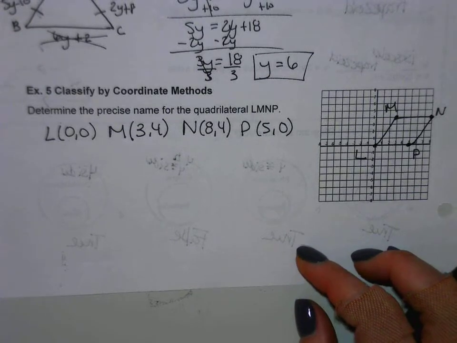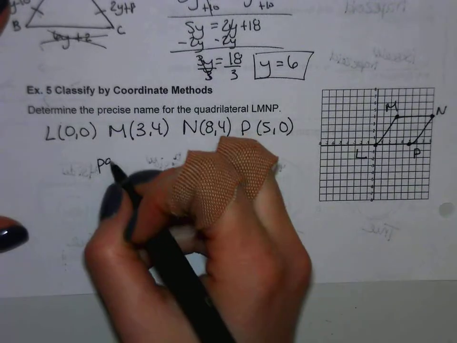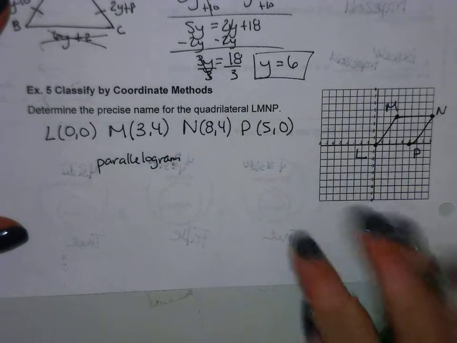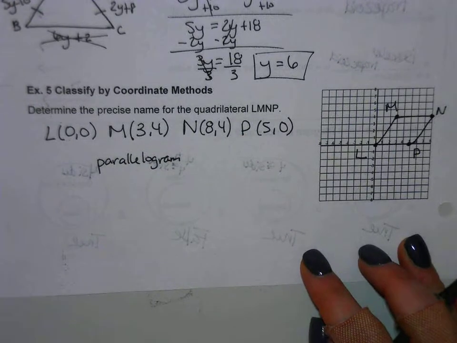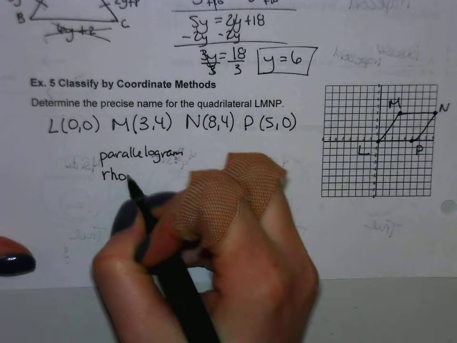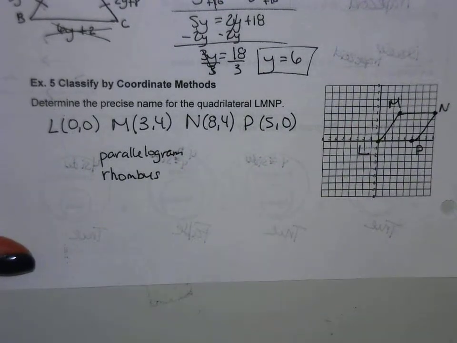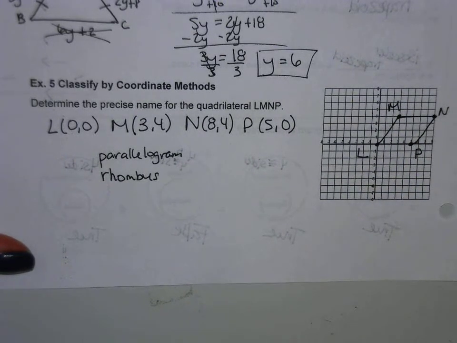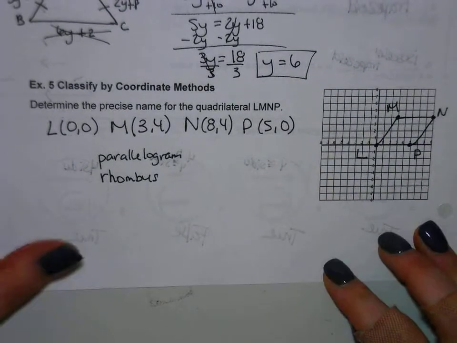Right now it looks like a parallelogram, but we want to see if it can be any more precise. We know it can't be a square because we don't have right angles. It can't be a rectangle because there are no right angles. It could possibly be a rhombus. We know it's not a trapezoid because it has two sets of parallel sides, and it's not a kite. So our two options are a parallelogram or a rhombus.